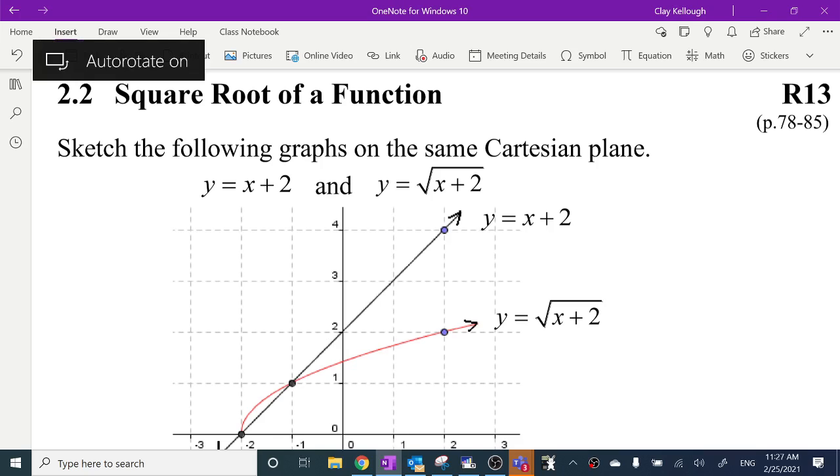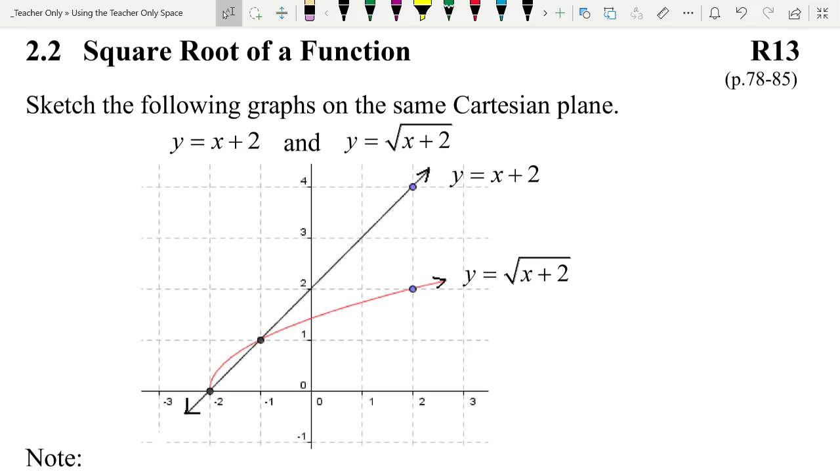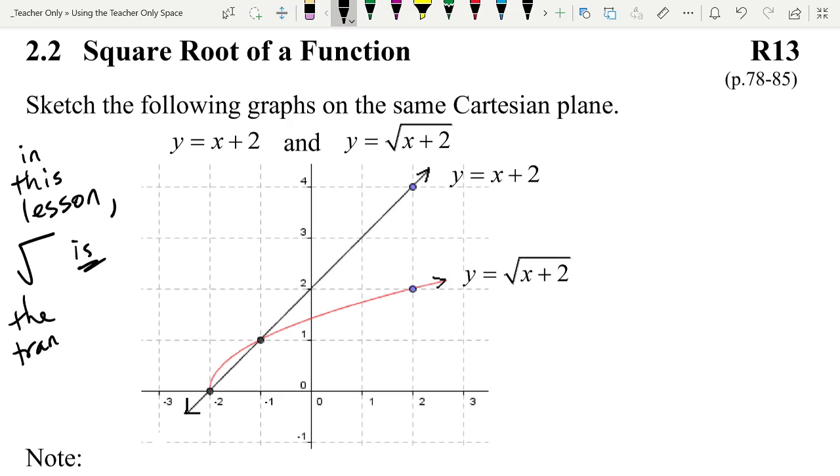In this lesson, square root is the translation. I'm not going to start with a parent function of square root of x. My parent function for the first example here is y equals x plus 2. If you graph y equals x plus 2, you should remember from way back in grade 8 how to graph straight lines, right? The 2 is, of course, the y-intercept.